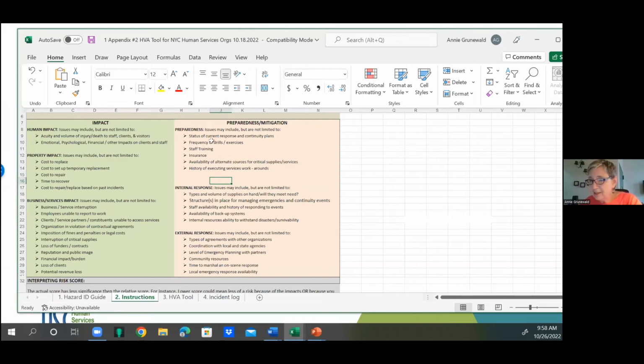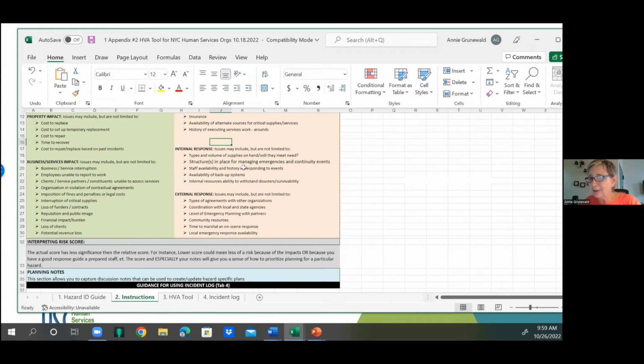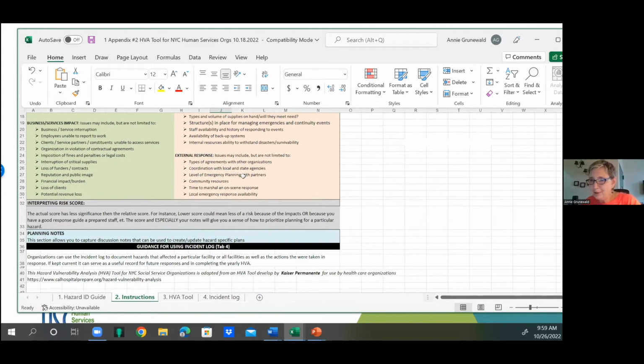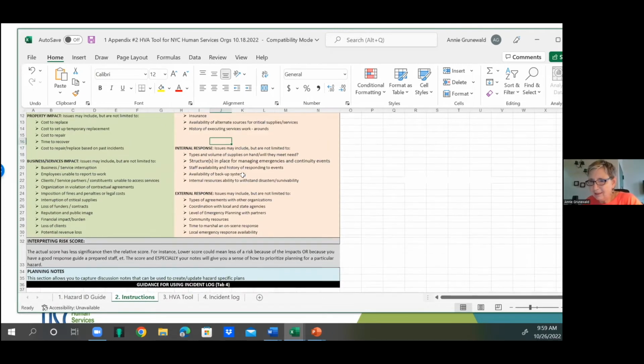Preparedness mitigation. This gives you a sense, well, what do I mean by preparedness? Well, what is the status of your response and continuity plans? Do you do drills and exercises? Is your insurance up to date? All of those things. So this is a helpful tab to actually give you some guidance when you fill this out, and I'm not there with you.